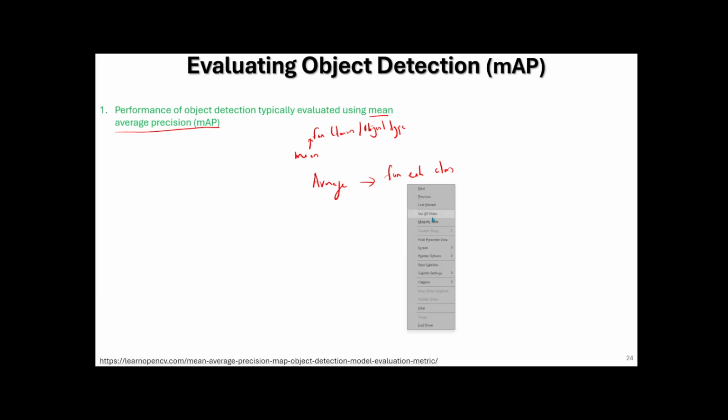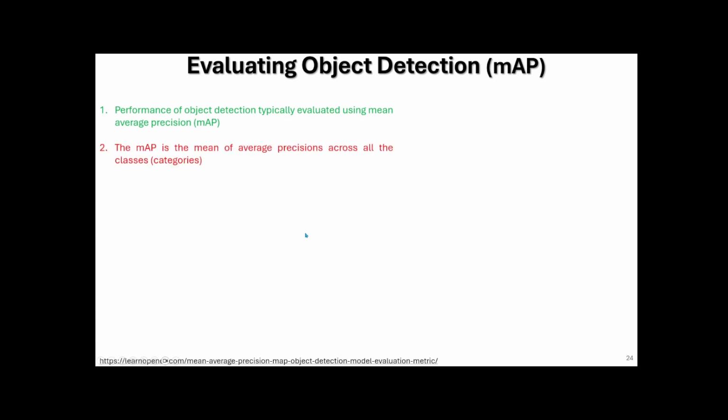I hope it's clear, and if not clear you'll understand when we do some exercises. So, mean of average precisions across all classes. This mean is across the classes, average precision is across the precisions within a class. Okay, and then average precision, how do you calculate? So we are breaking down one by one from a top-down approach. For mean average precision we need to have average precisions across each class, right? So how do you do that?